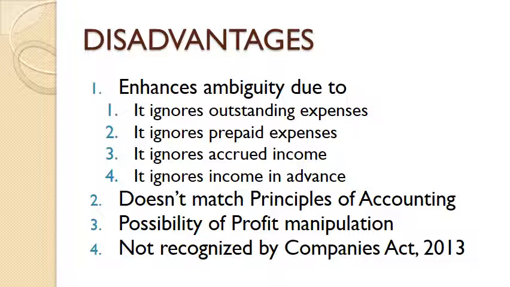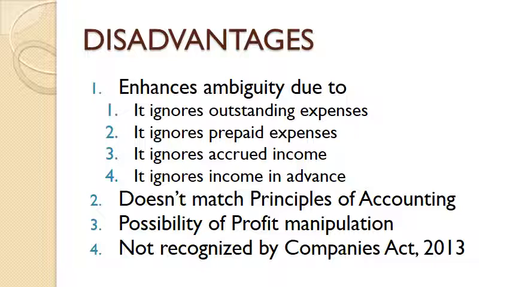Let us see. Enhanced ambiguity. Because of using this method, that means cash basis accounting, it doesn't show the clear, true or fair picture of the profit or loss or the financial position of the firm. How does this happen? Because it ignores the outstanding expenses. Outstanding expenses are those expenses which we had to pay in the past, but still haven't paid.